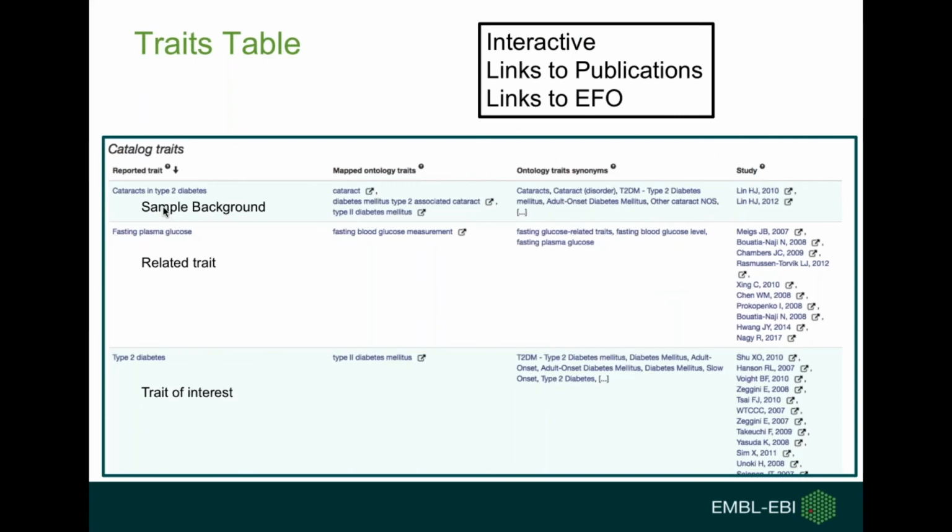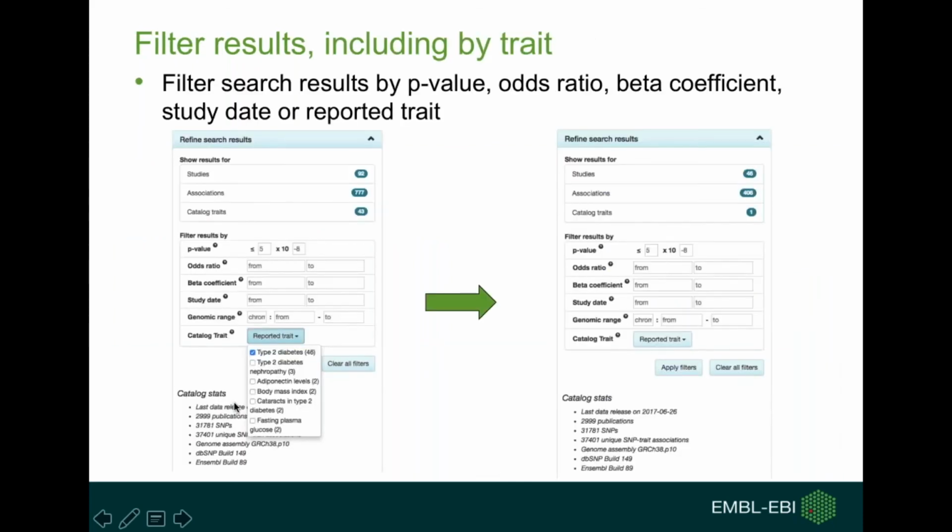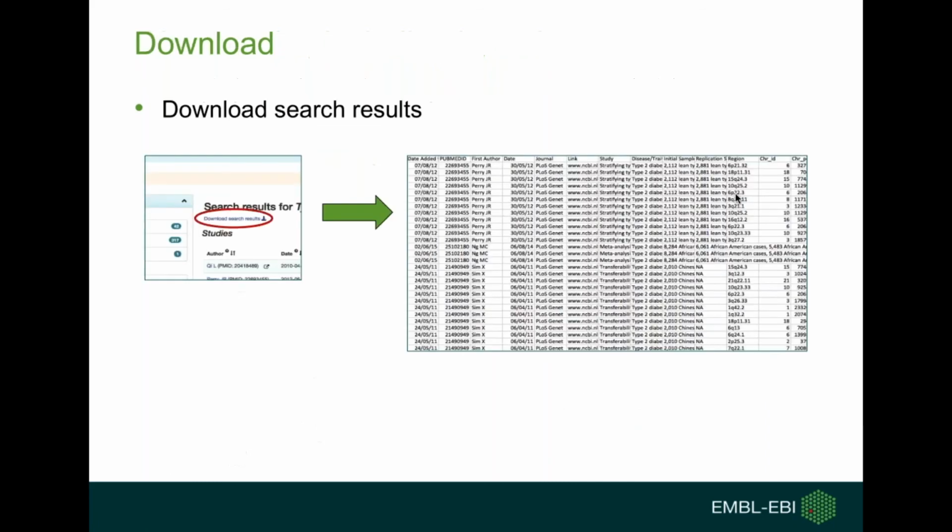Now, let's say you are not interested in seeing sample backgrounds or any other related traits. You're just interested in your trait of interest. We do offer the ability to filter your results, for example, by trait, but also by p-value, by odds ratio, by effect, by date. And here I'm illustrating what I just mentioned. If you do a search by type 2 diabetes, you'll find 92 studies. Some of those are type 2, but are also other things that you might not be interested in. You can then filter so that you only see type 2 diabetes, and that's illustrated in the right-hand panel, where you can see that now your traits have gone down to 1, the one of interest, and your number of studies and associations are now more specific to the trait that you've searched for.